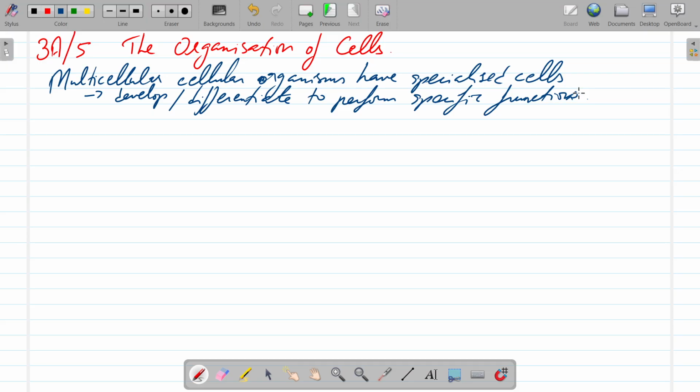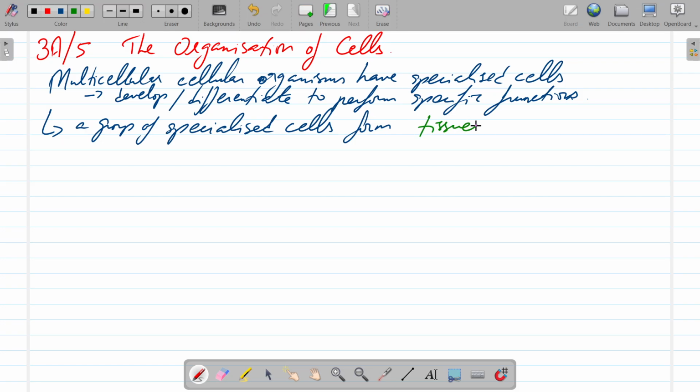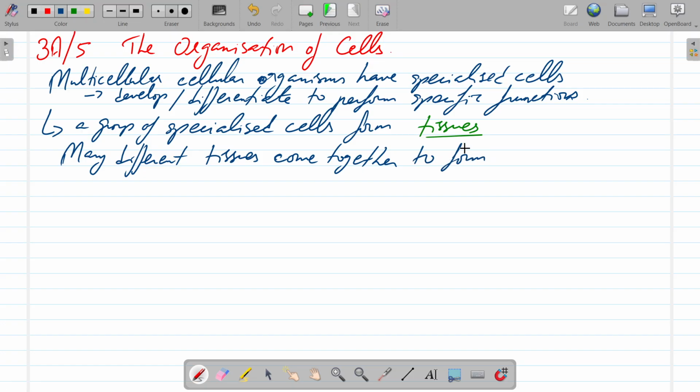And when a group of these come together, so a group of specialized cells forms a tissue. And then many different tissues come together to form organs.